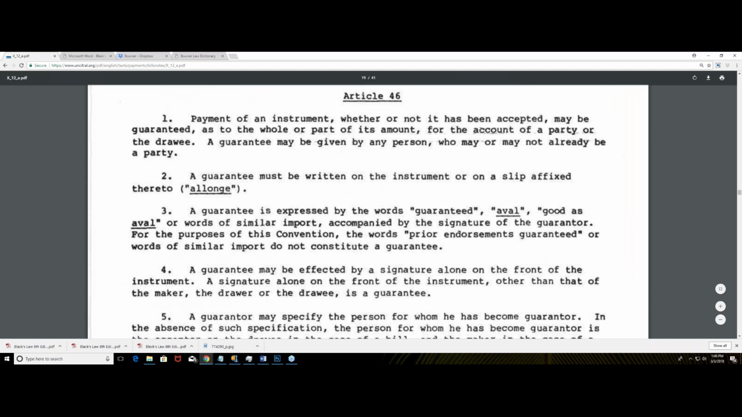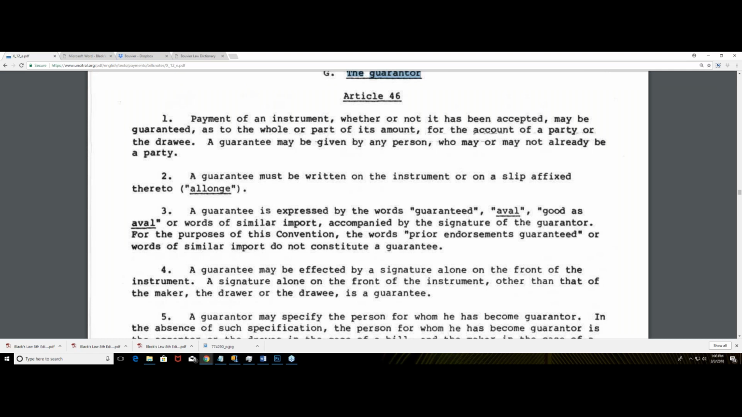Payment of an instrument, whether or not it has been accepted, may be guaranteed as to the whole or part of its amount for the account of a party or the drawee, okay? So the account you're guaranteeing is for the straw man, obviously, that is represented on the bond, okay? And the drawee, which is the Secretary of Treasury. You can do it for the party or the drawee. The drawee in this case, you're guaranteeing this for who? The Secretary of Treasury.